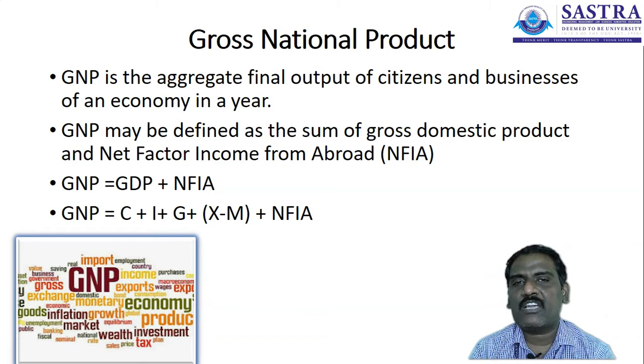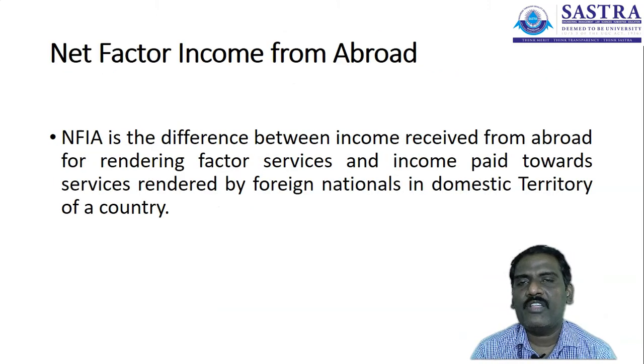So we need to understand the concept of net factor income from abroad. It means the factors rendered by the domestic country to foreign nationals, or foreign nationals offering factors to the domestic country. With those two things, we are receiving income from the foreign country. If people have migrated from the domestic country to a foreign country, they are getting income. That income is taken as income received from the foreign country.